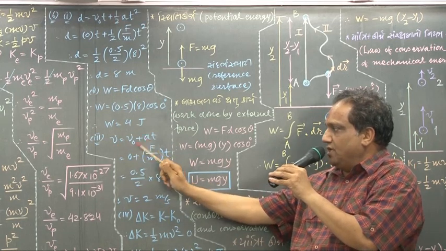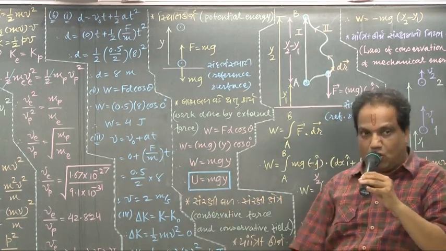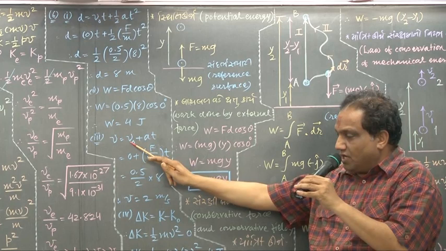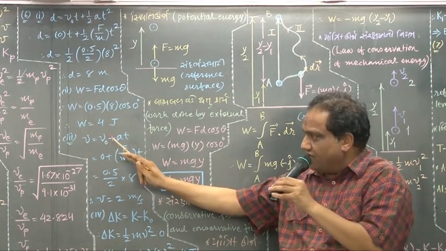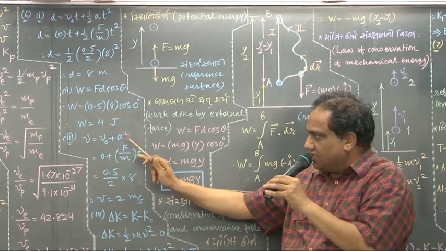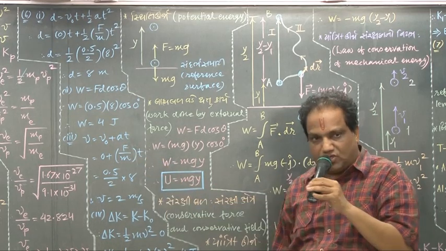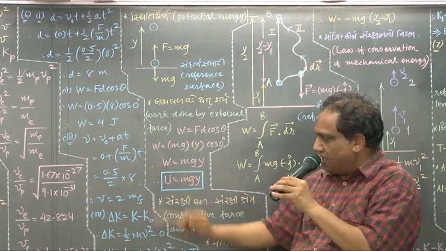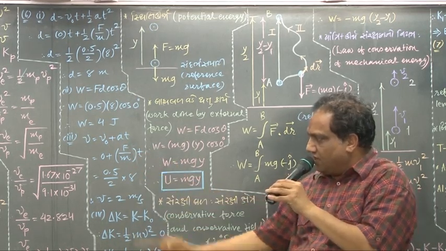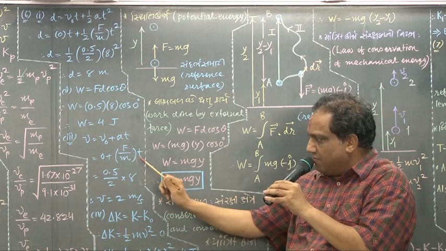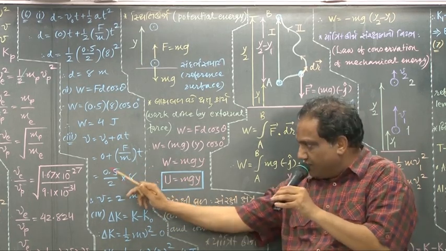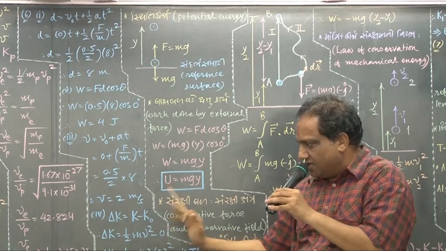V equals V0 plus at, because the body starts its motion from rest. Initial velocity is 0. What is the acceleration? Come on. Force upon mass, into t. Force is 0.5 Newton, mass is 2 kilogram, time you are given 8 seconds. Simplify. It is 2 meter per second.